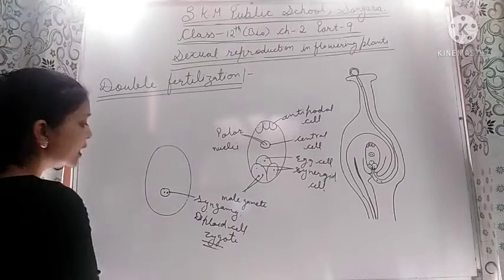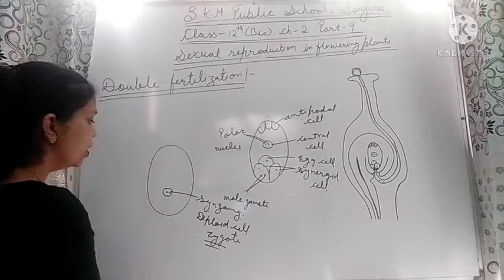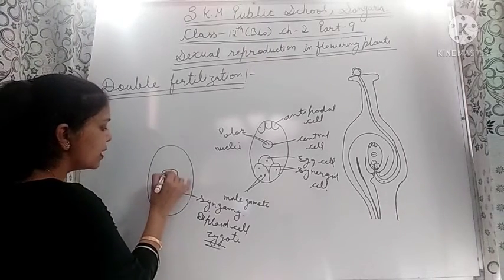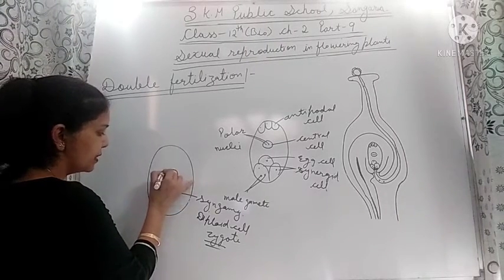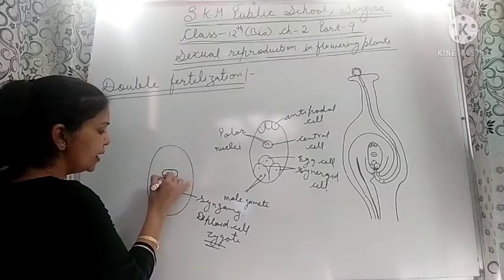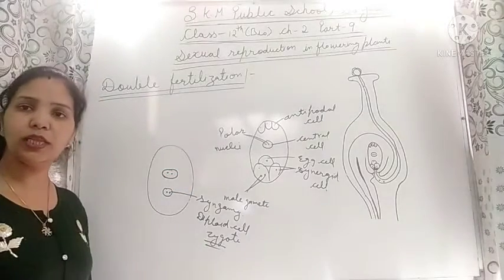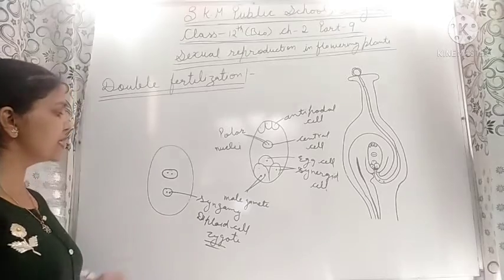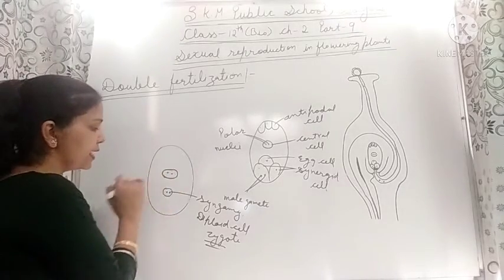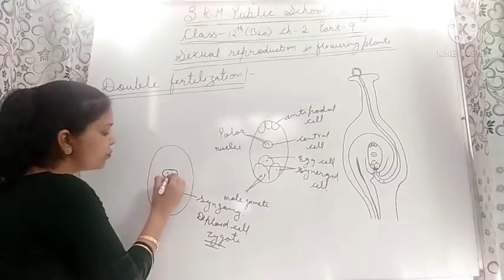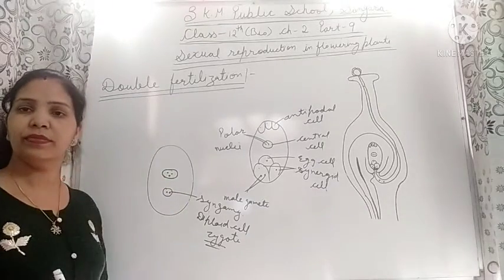And the other, second male gamete moves towards the central cell, towards the polar nuclei which are present in the central cell, and fuses with them.